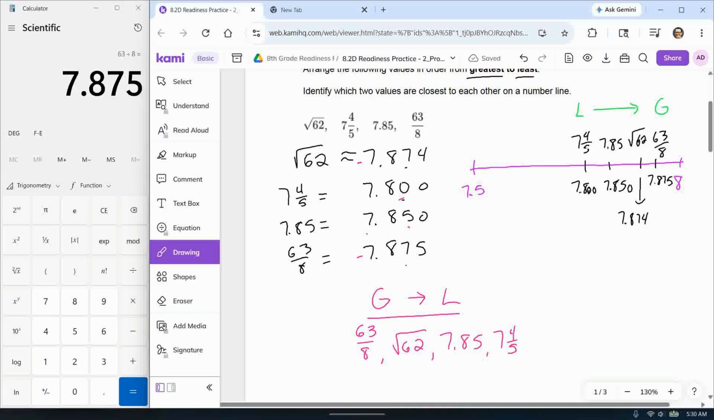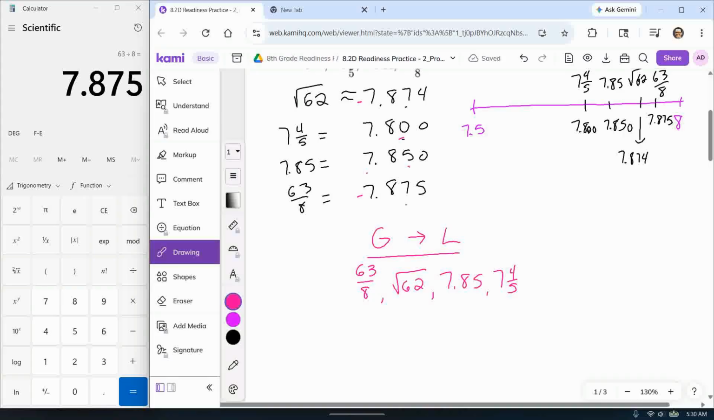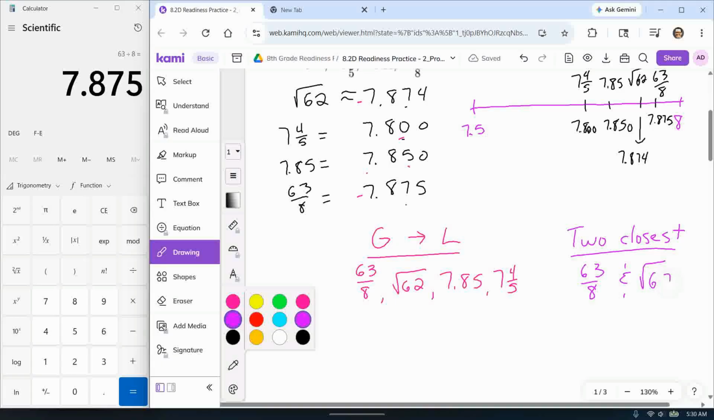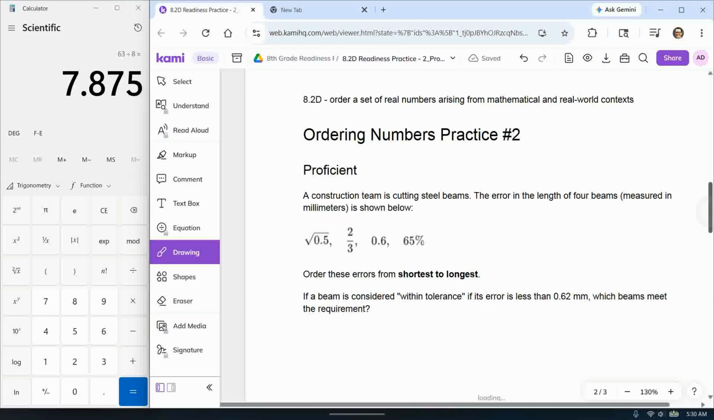So we also need to go ahead and label those two, and I'll do that in a different color, right? And I'll say two closest. And it's going to be the two that ended up as the 7.87, so 63 over 8 and square root of 62. All right, so that's it for that problem.